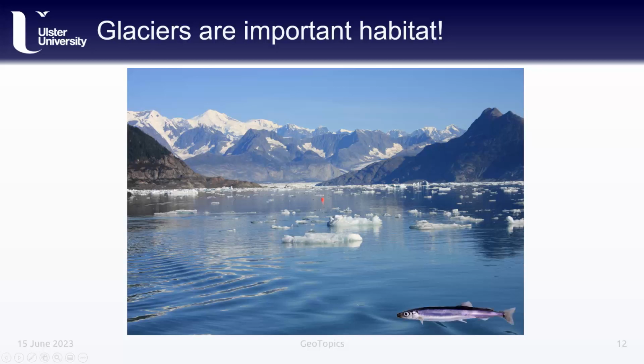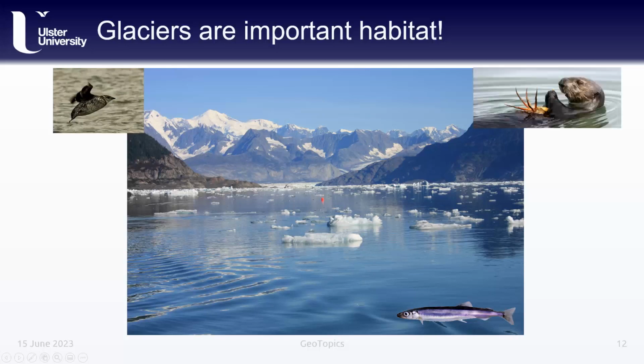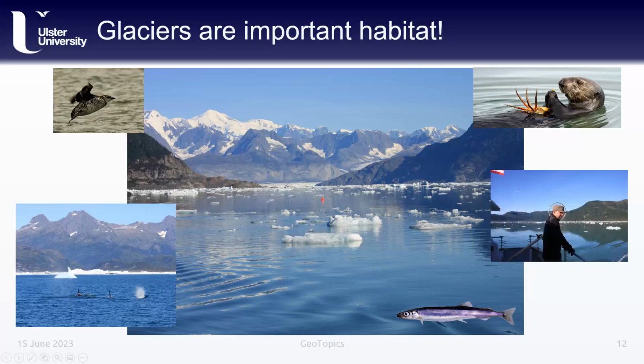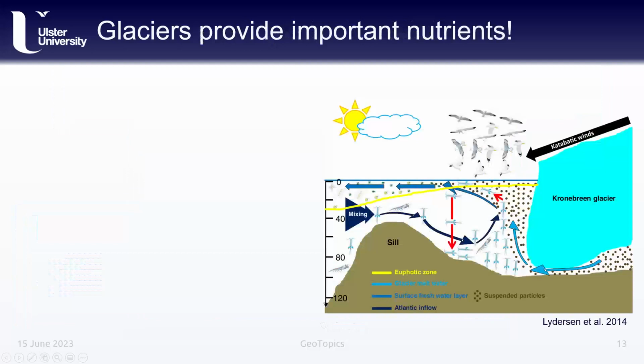But glacier fjords also have lots of fish. They're home to lots of different bird species. They're home to mammals such as sea otters and seals. They're home to mammals that eat seals and sea otters, like orca whales. And they're also important for humans because we use them as fisheries. We use them for all sorts of other things. Tourism is obviously another big part here. So glaciers are really important from that respect.